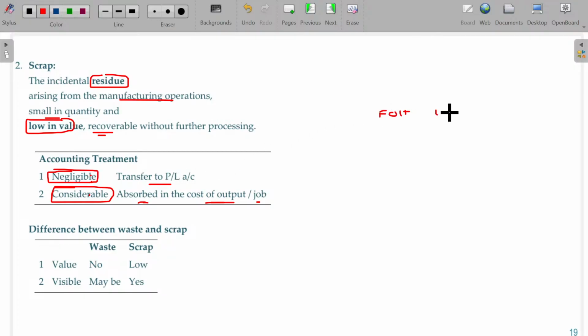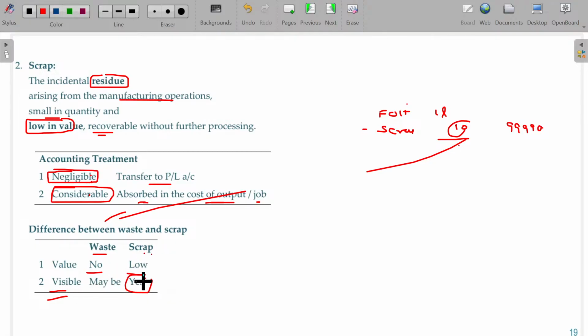Factory overhead may be 1 lakh rupees. The amount recovered by selling the scrap is only 10 rupees. Only 10 rupees. Don't write this as 99,990 rupees factory overhead after subtracting. This can be directly transferred to the P&L. Okay. So the difference between waste and scrap is value. Waste has no value. Scrap, of course, has value, very, very low. And what about the visibility, sir? Definitely scrap should have visibility because it has a small recoverable value. But in case of waste, it may be visible or non-visible. Both forms exist. Clear? Hope now you'll be able to understand the difference between waste and scrap.